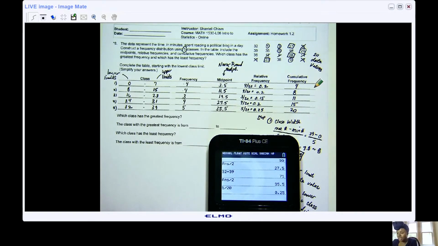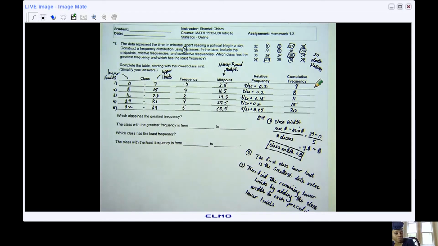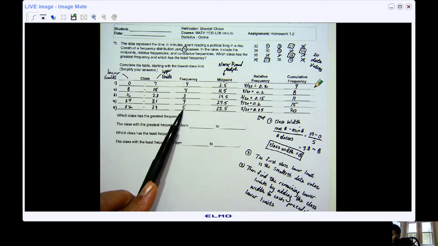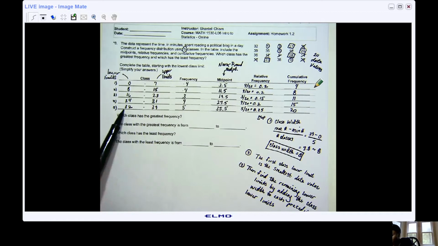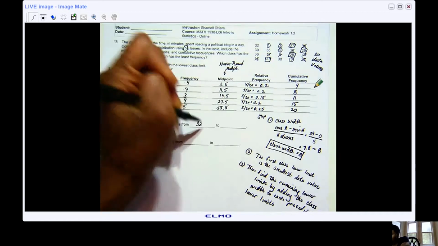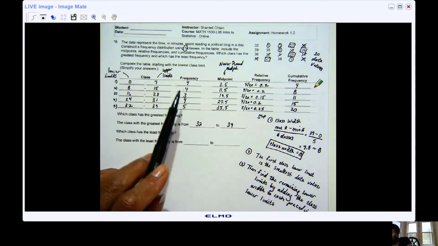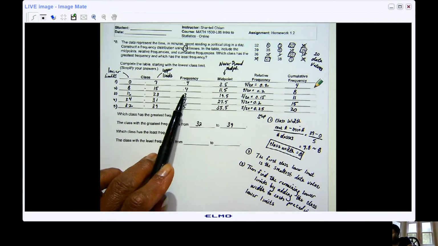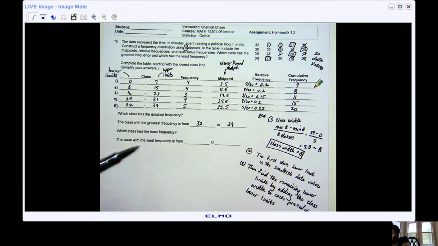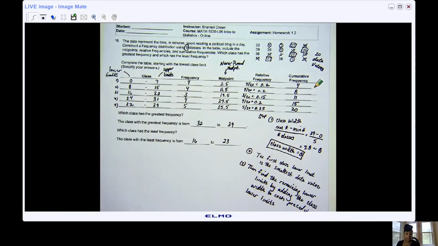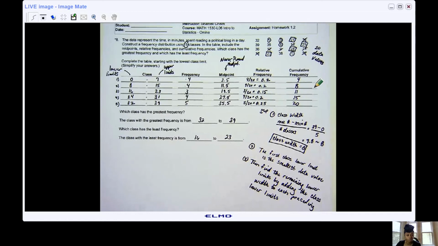Okay? So we just completed a frequency distribution. Now, there are 2 questions here. It says the class with the greatest frequency is from blank to blank. Well, that would be that last class. It has a frequency of 5, and it ranges from 32 to 39. And in the class with the least frequency, the frequency of 3 is the smallest frequency, and that class is 16 to 23. So the class with the least frequency is 16 to 23. Okay? And that is 1.2. Last problem there.